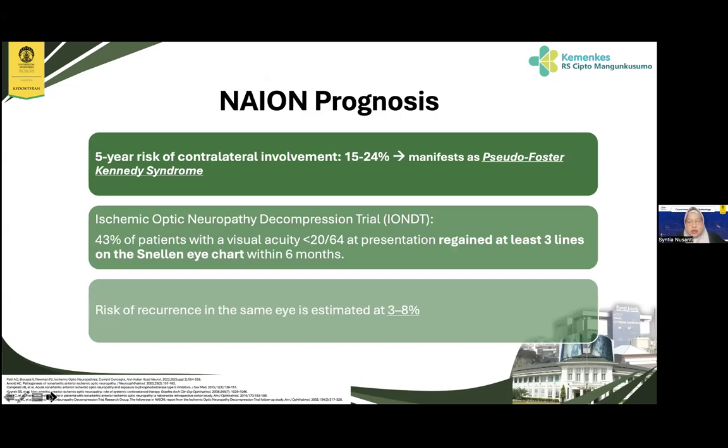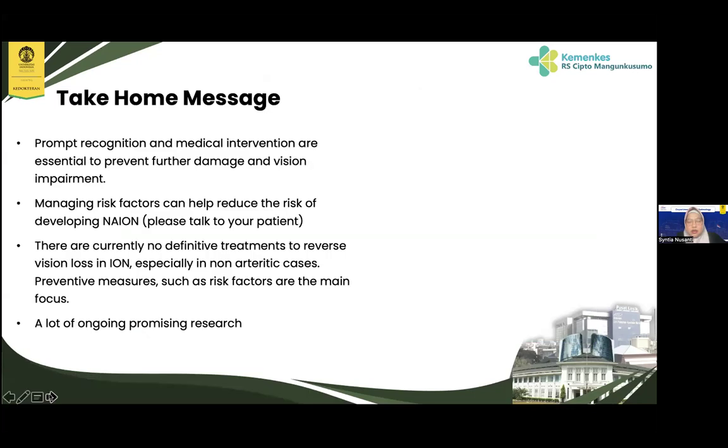The 5-year risk of contralateral involvement will happen in 15 to 24% of patients. It will manifest as pseudo-Foster Kennedy syndrome. And from the Ischemic Optic Neuropathy Decompression Trial, 43% of patients with visual acuity less than 20/64 at presentation regain at least 3 lines on the Snellen eye chart within 6 months. And the risk of recurrence in the same eye is estimated at around 3 to 8%.